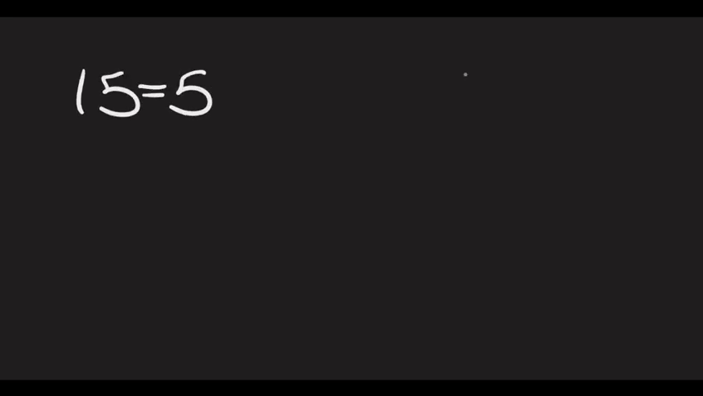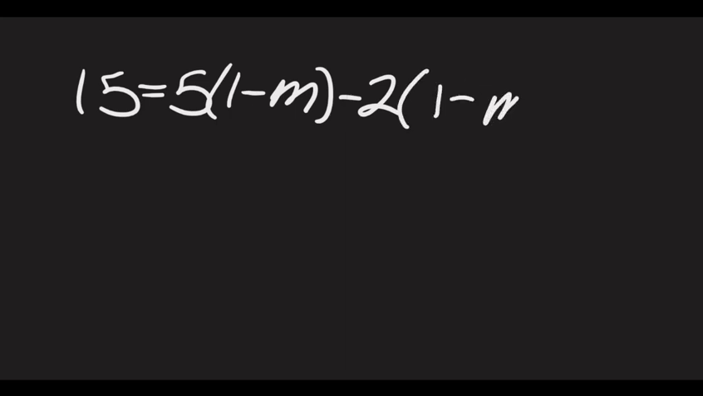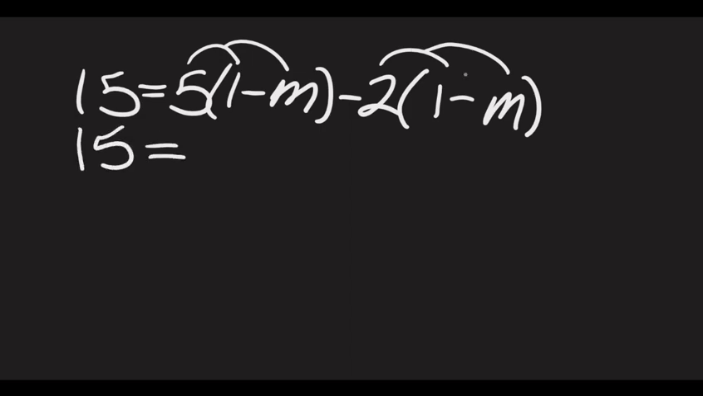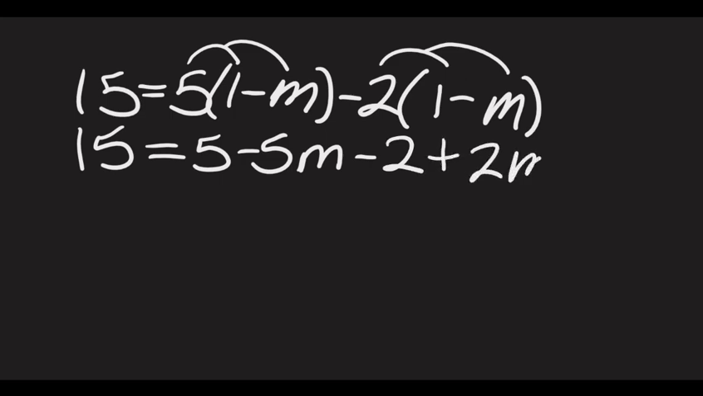Next we have 15 equals 5 times (1 minus m) minus 2 times (1 minus m). The first step is to distribute the numbers on the outside of the parentheses, and we will have 15 equals 5 minus 5m minus 2 plus 2m.